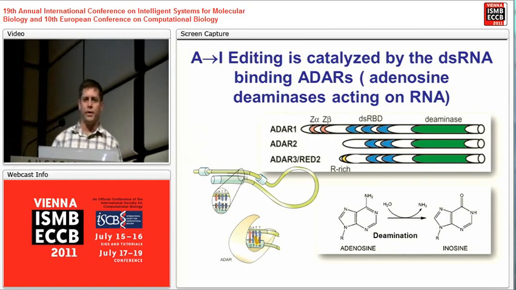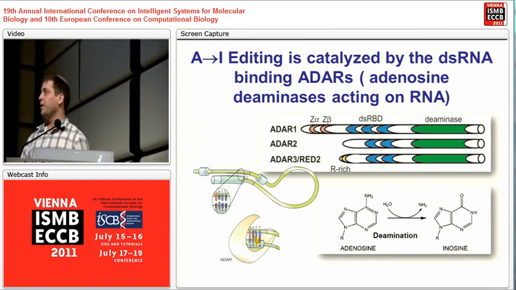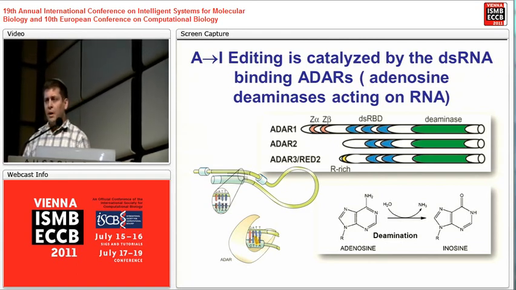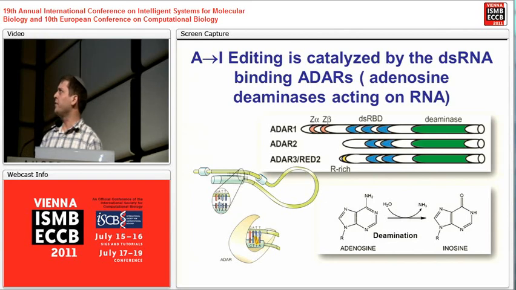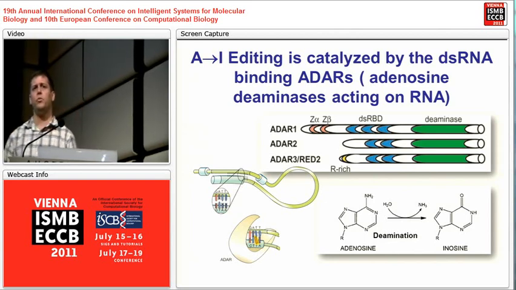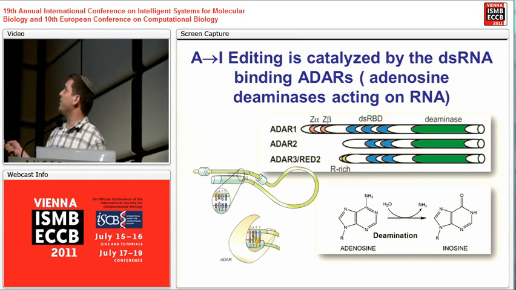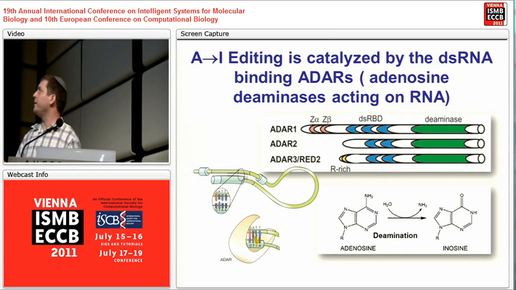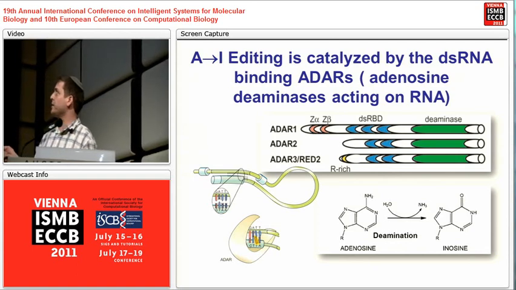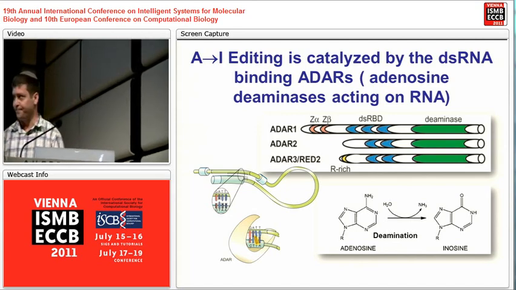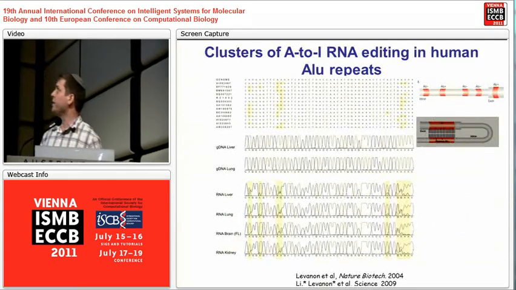I will give a very brief introduction to these enzyme protein families. The enzymes responsible for A-to-I editing are the ADAR proteins. In human, we have three ADARs: ADAR 1, 2, and 3. They modify the target with the deaminase domain and bind to the target with the double-strand RNA binding domain. So editing usually takes place in double-strand structures. And this is how editing typically looks.